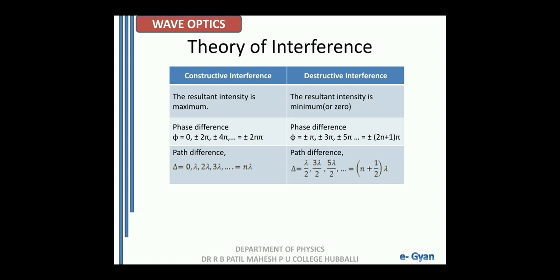Path difference to obtain constructive interference is 0, lambda, 2 lambda, 3 lambda and so on, and that is n times lambda. And path difference to obtain destructive interference is lambda by 2, 3 lambda by 2, 5 lambda by 2 and so on. That is n plus half times lambda in general.